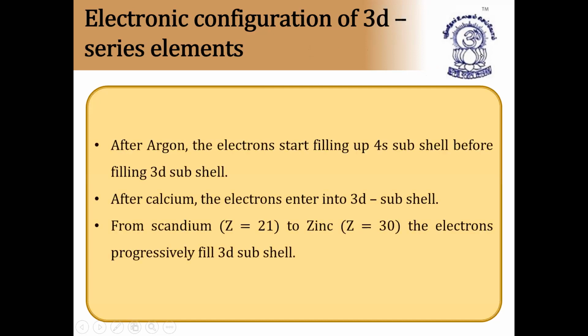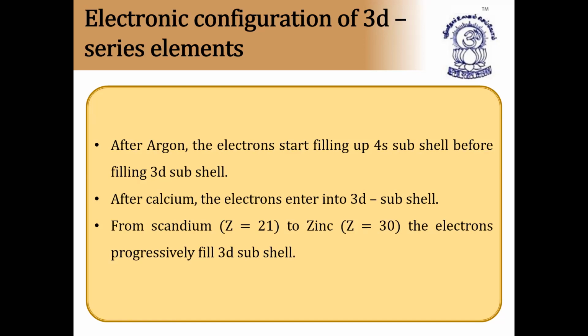Next, after argon, the electron starts filling the 4s subshell before the 3d, because only after calcium do the electrons enter the 3d orbital. These two things are very important. After argon, the electron starts filling the 4s subshell before 3d: first 4s, then 3d. From scandium to zinc, the electrons progressively fill the 3d subshell. So these are the rules for writing electron configuration. First 4s, and then 3d.